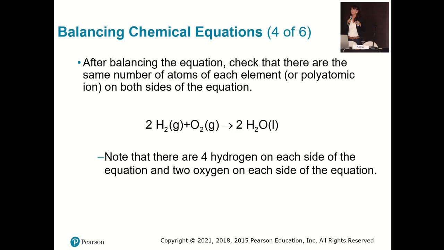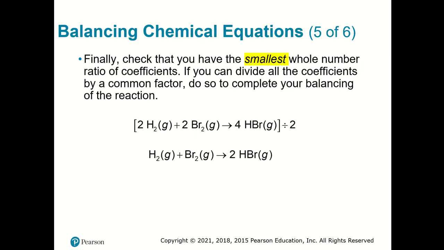After balancing the equation, you're going to check if there are the same numbers of atoms of each element or polyatomic ion on both sides. So I have 4 hydrogen and 4 hydrogen. I have 2 oxygen, and I have 2 oxygen on this side. So it's completely good and fine.